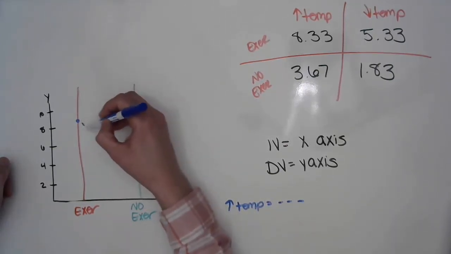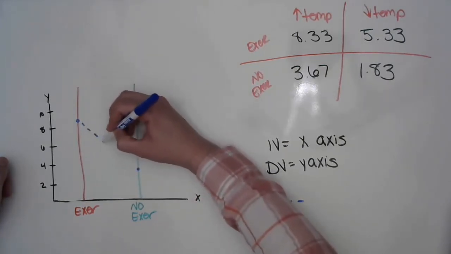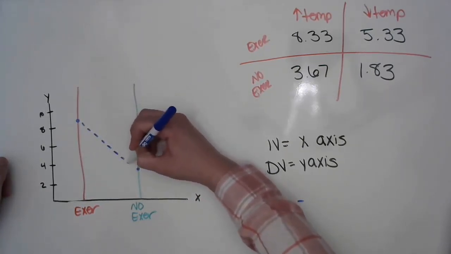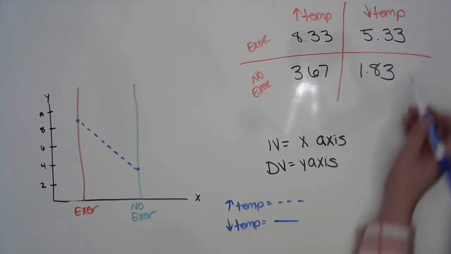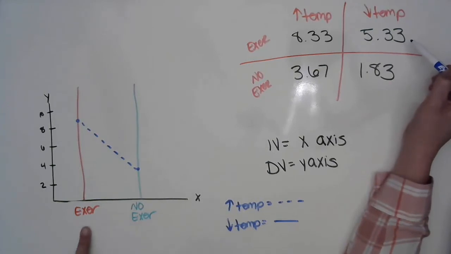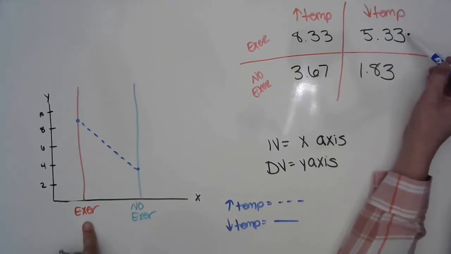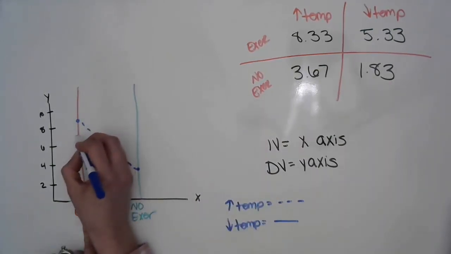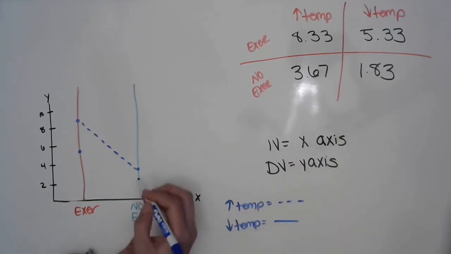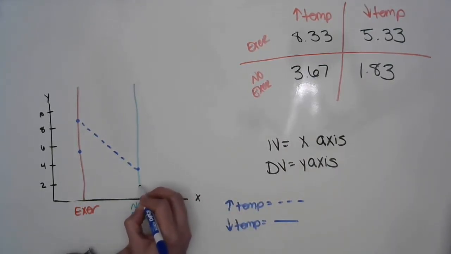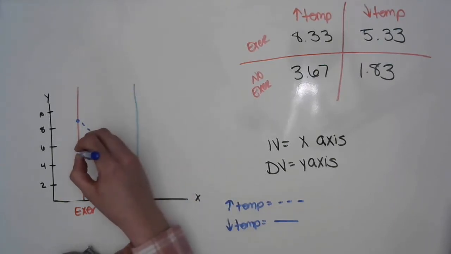Sorry, this is not very straight. There we go. Then we're going to do reduced temperature, and we'll do that one as a solid line. Let's mark those. For exercise and reduced temperature, we had 5.33. Let's put that right here. And then for no exercise and reduced temperature, we had 1.83. We'll put that one right there.